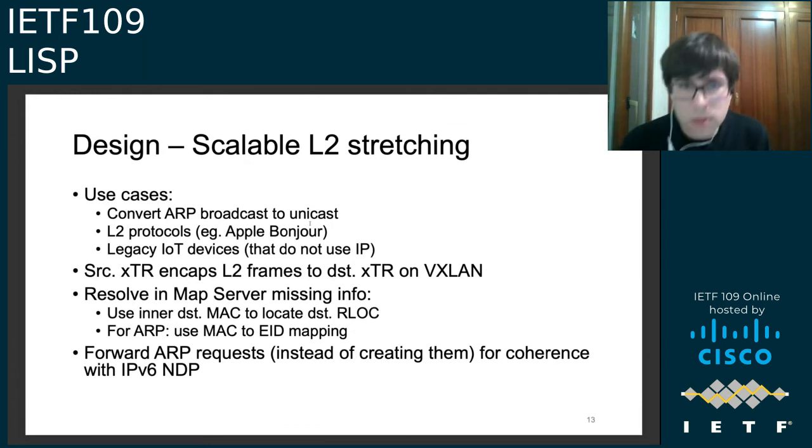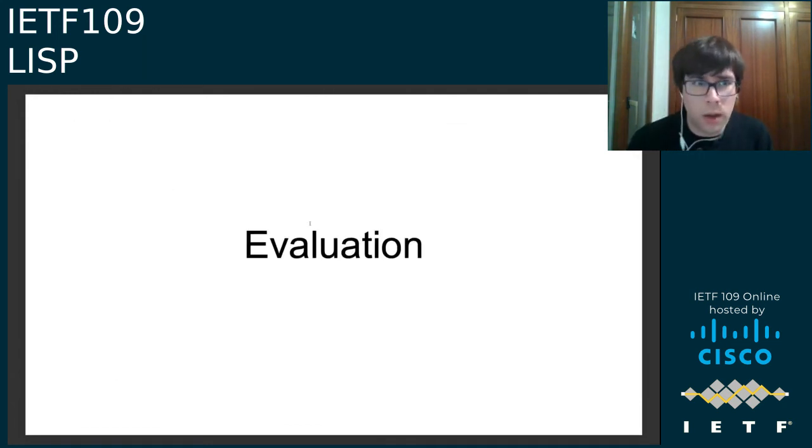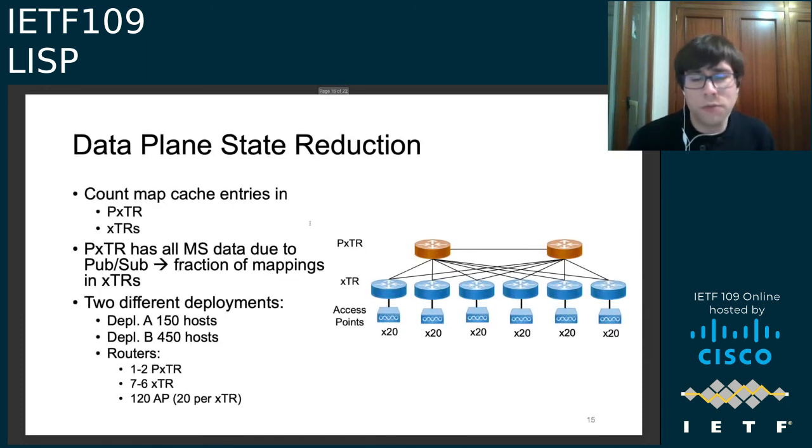Next slide, please. So, I'll provide some results that more or less prove what I've been saying until now. Next slide, please. The first measurement we performed was trying to prove that we could reduce the data plane state. What we did was count the map cache entries in the proxies and the XTRs. Since, as I told you before, the proxy has all the map server data, we should be seeing in the XTRs just a fraction of the mappings that the proxies have.